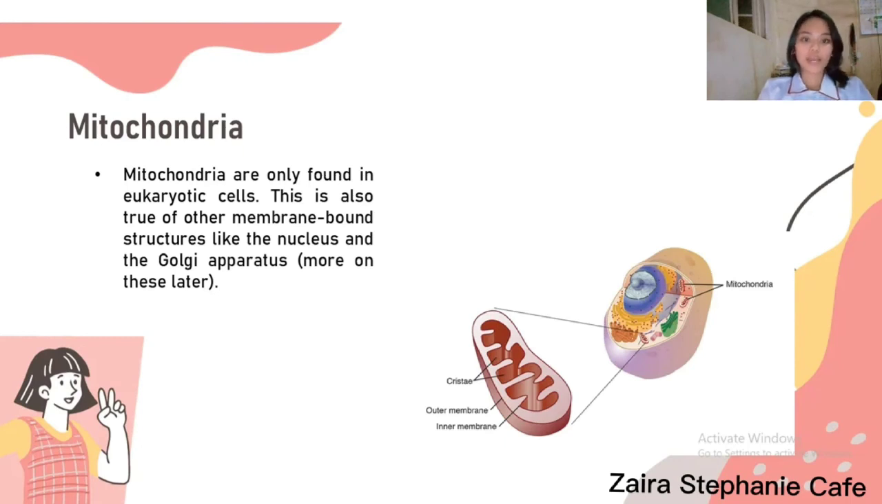Mitochondria are only found in eukaryotic cells. This is also true of other membrane-bound structures like the nucleus and the Golgi apparatus. The mitochondria are membrane-bound organelles, but they are bound with 2 different membranes, and that's quite unusual for an intracellular organelle.